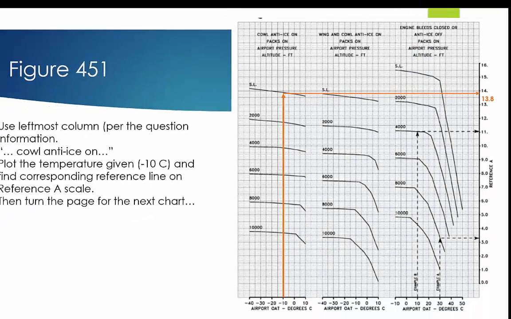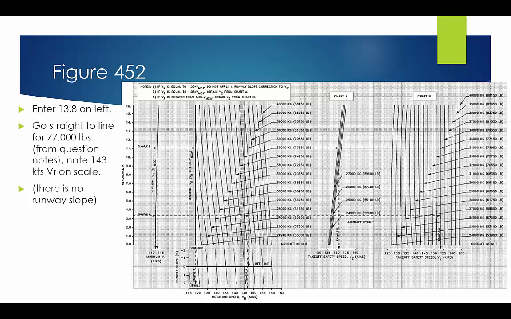So we turn the page over here to figure 452, which there's a lot more going on this chart. So let's pause for a moment and take a look at all the things we have to look at here. We have got on the far left a minimum V1, VMCG. Next thing over, we have a scale that allows us to calculate our rotation speed, or VR. And then we have chart A and chart B. So chart A and chart B, we're going to have to determine which chart we actually are going to use to get our V2 speed, because chart A and chart B are both used to calculate a V2 speed.